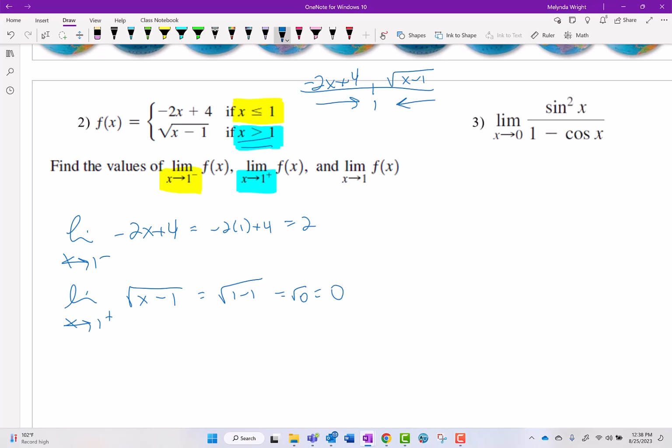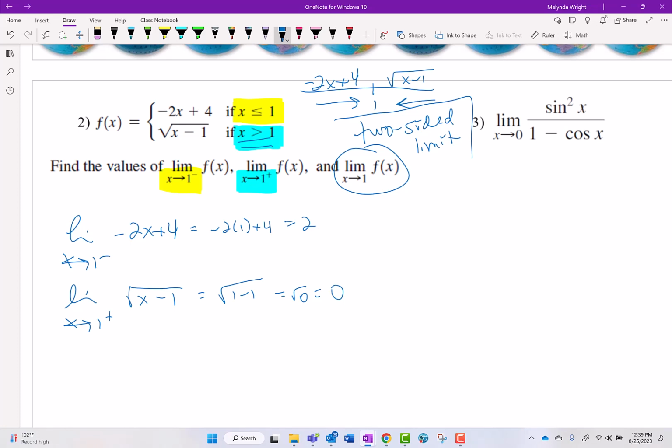Now we've done the two one-sided limits. Okay, let's focus now on, recall, this is called a two-sided limit, or I like to say a full limit. A full limit or a two-sided limit. Remember, for a two-sided limit, for it to exist, what has to be true? Exactly. That's one of the rules that we learned, right?